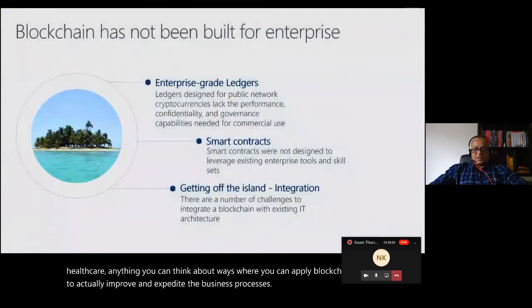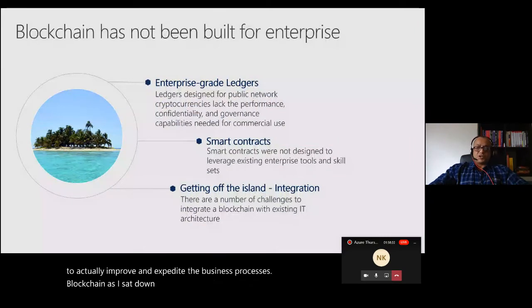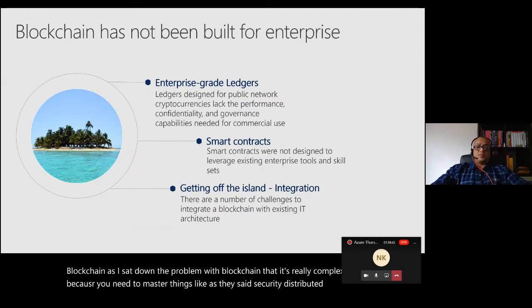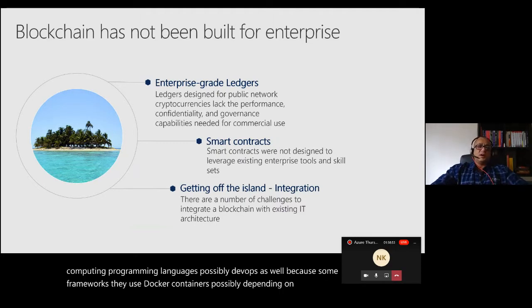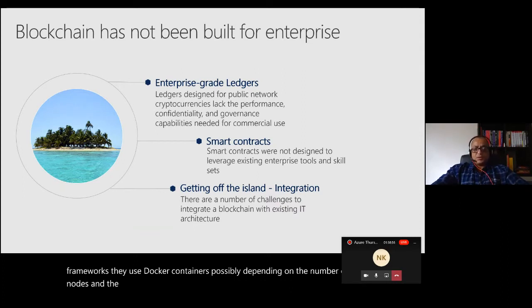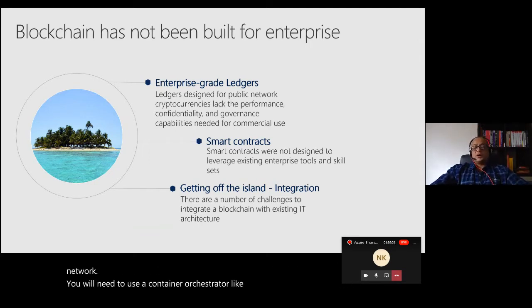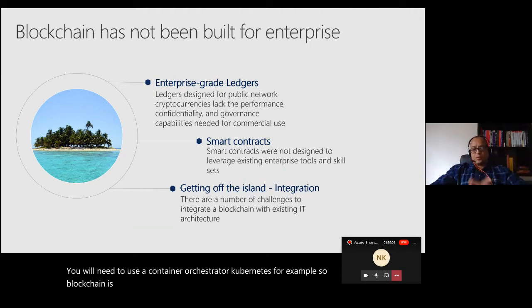The problem with blockchain is that it's really complex, because you need to master things like security, distributed computing, programming languages, and possibly DevOps as well, because some frameworks use Docker containers. Depending on the number of nodes and participants you want in your blockchain network, you will need a container orchestrator like Kubernetes, for example. So blockchain is a complex technology. It's powerful, but it's complex.